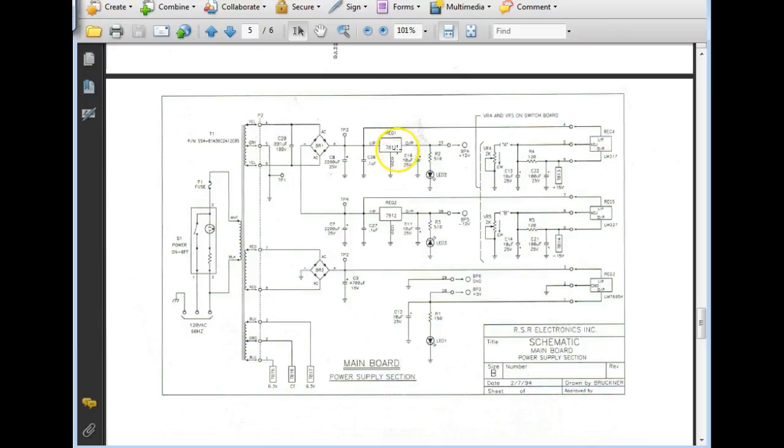Here's a 7812. What's the 7812? That's a positive 12 volt regulator. Here's a 7912. This looks like a full wave bridge, but they're using it as a full wave center tap. See the center? If this was a full wave bridge, this center tap would not be connected to common. Can y'all see that? So this is a full wave center tap.